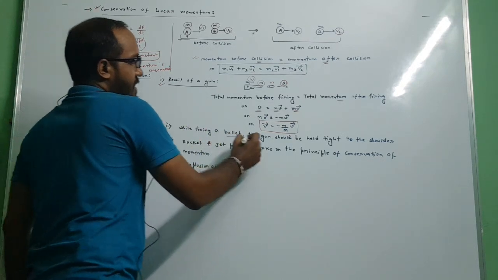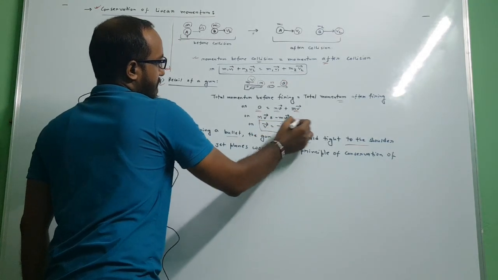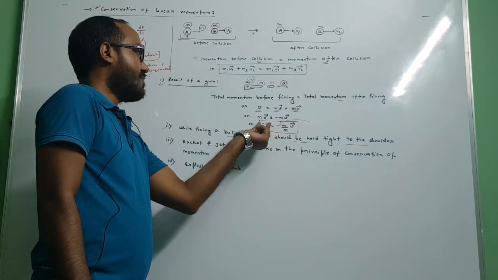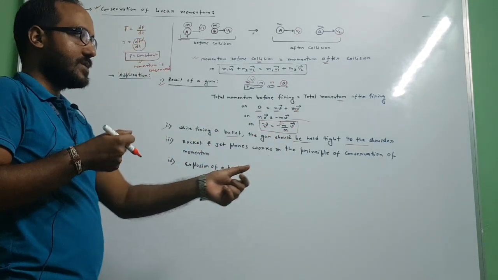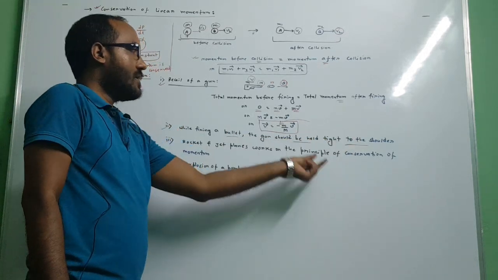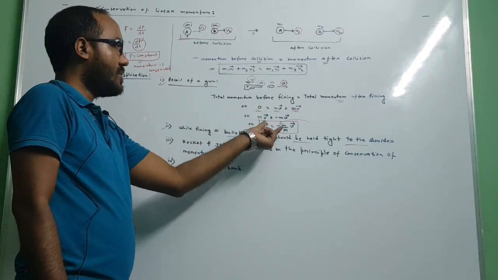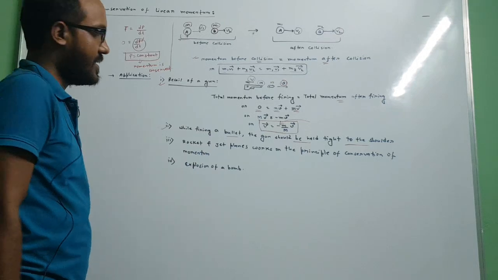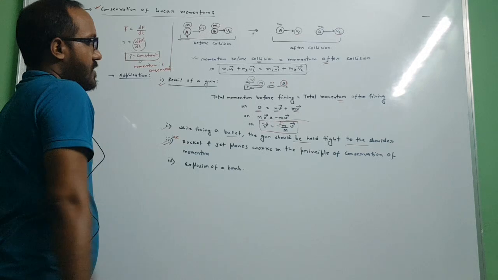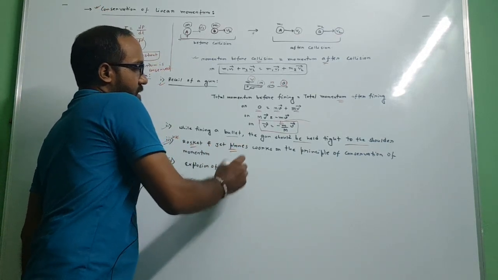See, while firing a bullet, the gun should be held tight, because we have just seen that there is a minus sign, right? What does it indicate? It indicates that capital V and small v are in opposite directions. So if you don't hold it tight with your shoulder, the gun will have a recoil velocity, and there is a chance that you will get hurt, right? And the second most important application of conservation of momentum is the rocket and jet plane.